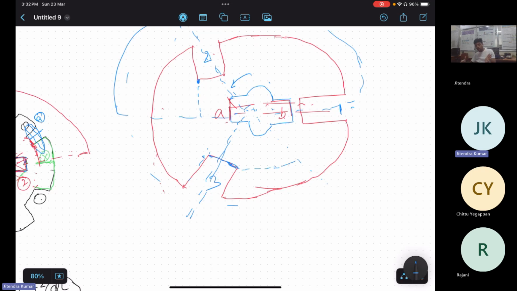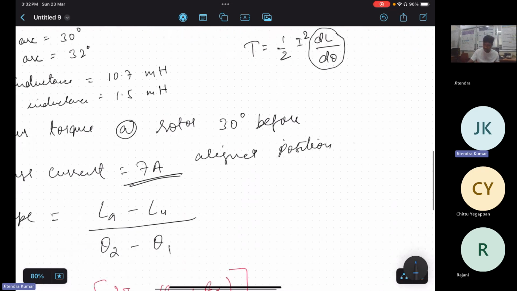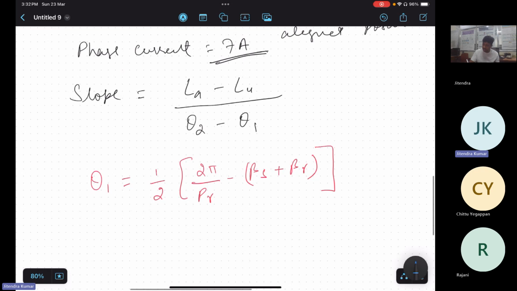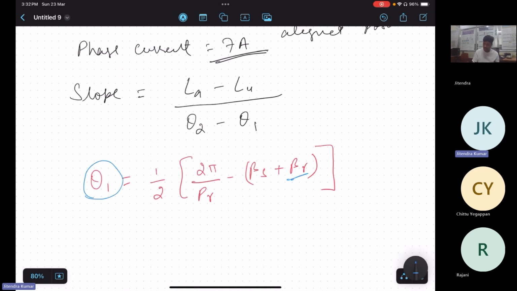So in one rotor pole pitch, how much is unaligned? That span is considered as theta one here. Okay, theta one, and this will be the entire theta one. To simplify that span, this equation is derived. First, you do 2 pi by the number of rotor poles, so that will give you how much mechanical angle is occupied by one rotor pole, and then from that you subtract the stator arc and rotor arc, and that will be your total unaligned position or unaligned span.